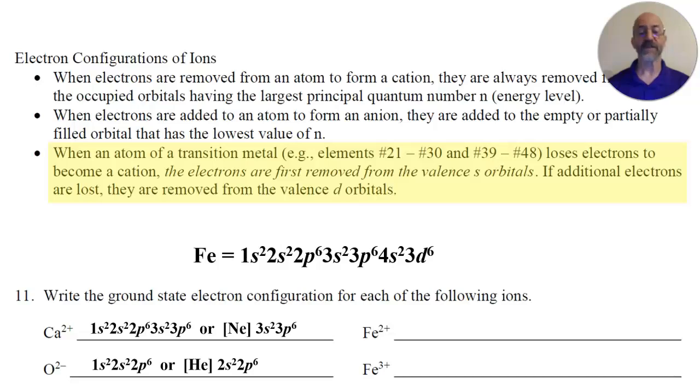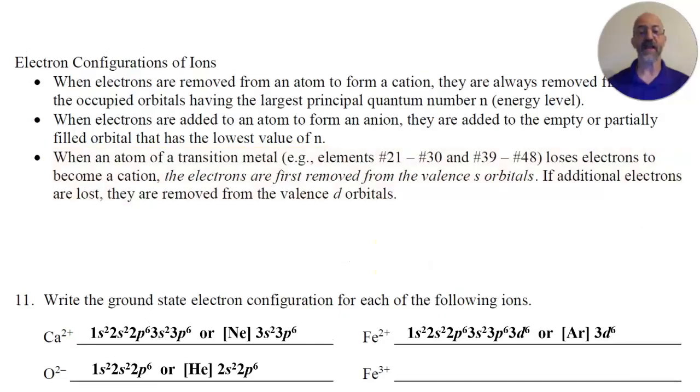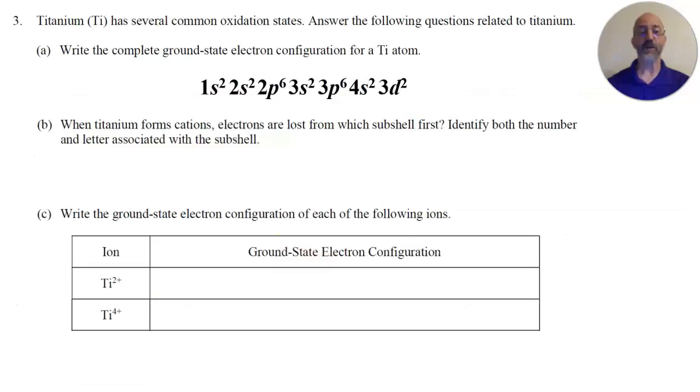So when iron loses 2 electrons to become an ion with a charge of +2, the electrons are removed from the 4s sublevel first. And then if you have to remove another electron to go from iron 2+ to iron 3+, then that electron would be removed from the 3d sublevel. Now, back to this question. So in part B, it says, which subshell would titanium lose electrons from? And the answer is the 4s subshell.